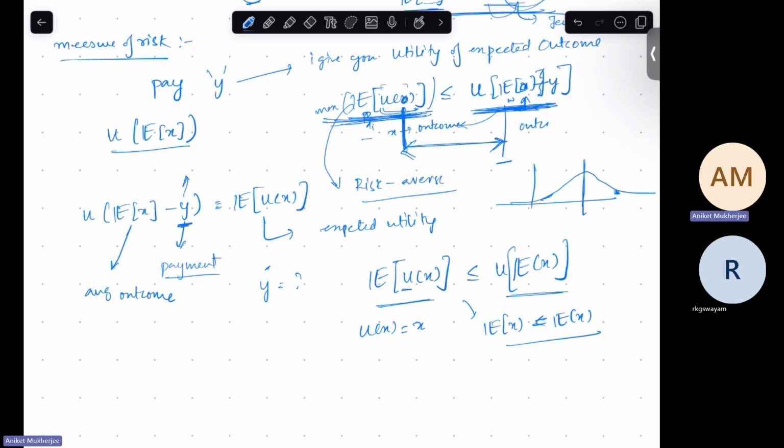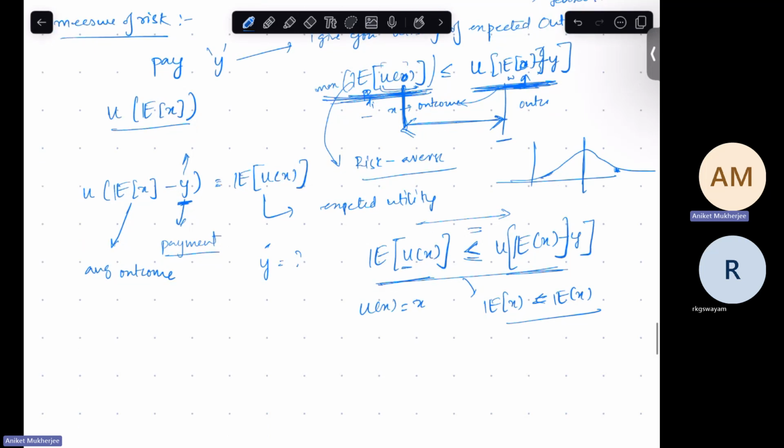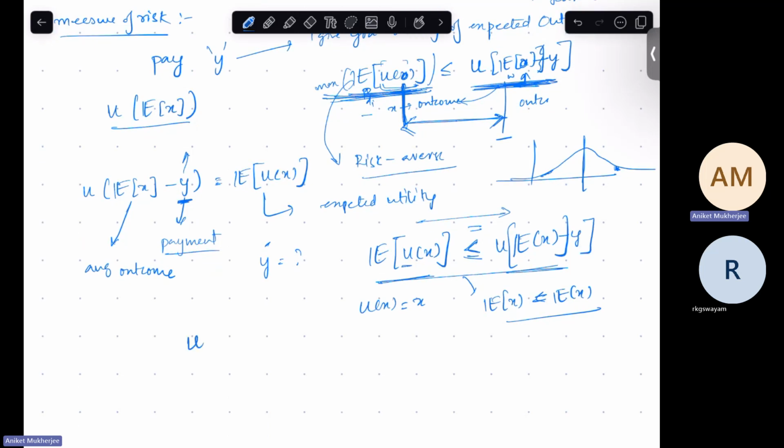Okay, so now I know that this is less than or equal to this. Now I want to see how far away this is from this. To see that, I bring this down. I have to see how much down I bring this so that these both become equal. So I subtract a term y from this. So I calculate u of expectation of x minus y, and this y is your measure of risk.